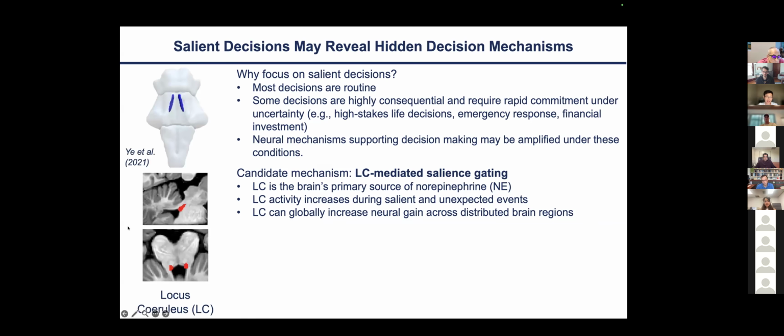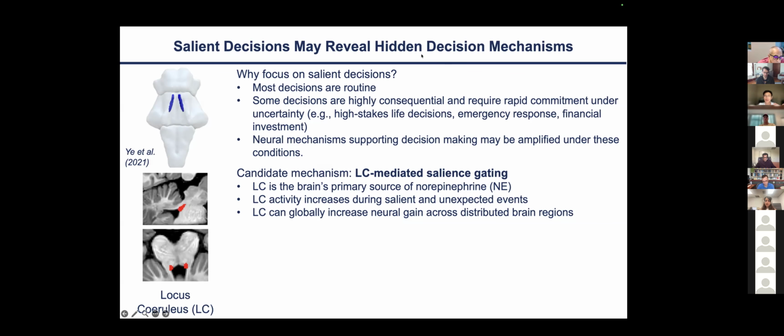So what's the LC? LC here means the locus coeruleus. It's a tiny brainstem region, about 2 millimeters wide. So it's a very small region, but it's extremely important because it's the brain's primary source of releasing NE. It's also a key region, one of the earliest brain regions that can be detected, for example, during aging or in some neurodegenerative disease like Alzheimer's. So it's a tiny region, but it's very important. And its activity increases during salient or unexpected events.